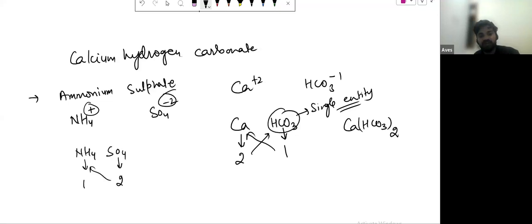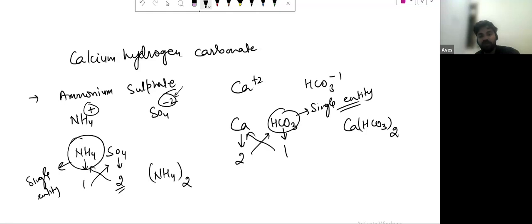Then you need to cross multiply these two terms. Whatever the valency is, we need to write it down at the other side. So what we need to do here is cross multiply. That will become NH4 because this is a single entity, having more than one term, nitrogen and hydrogen. So we need to multiply it by 2, and this is the formula for ammonium sulfate.